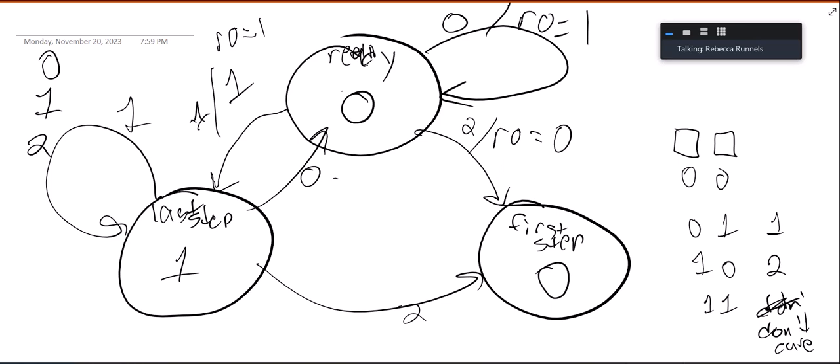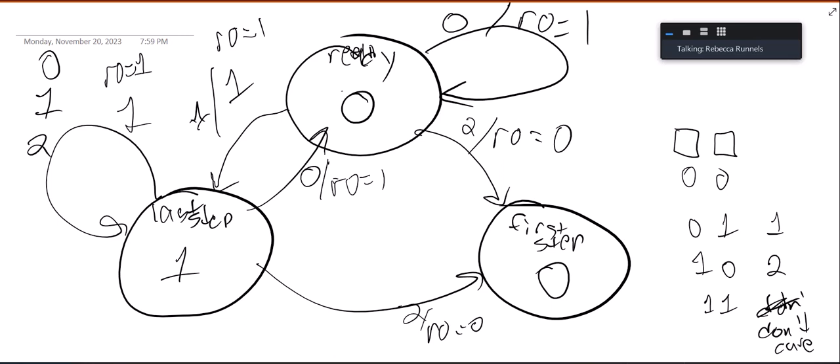Now, if you receive a 0, then you're ready, so R0 would equal 1. If you receive a 1, then you're ready, R0 would equal 1. But if you receive a 2, then R0 is going to equal 0 because you're not ready.